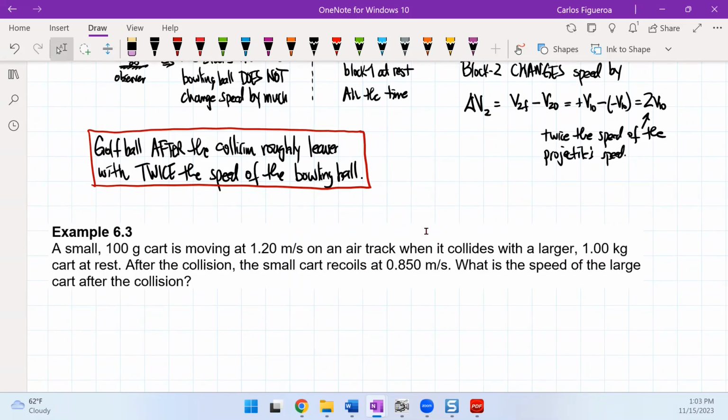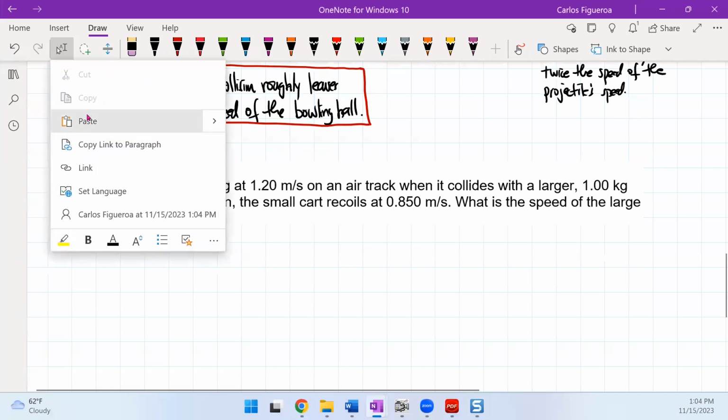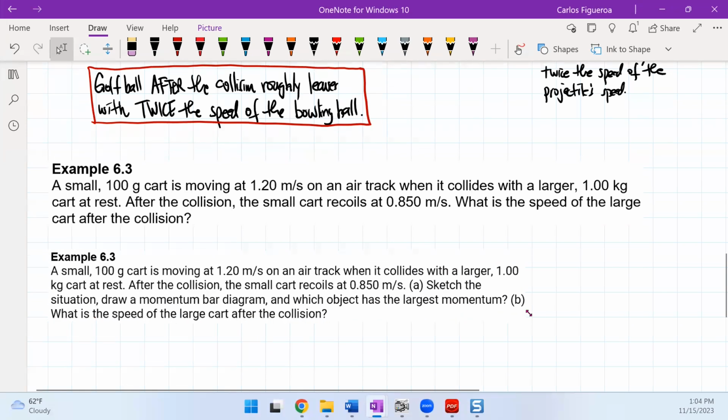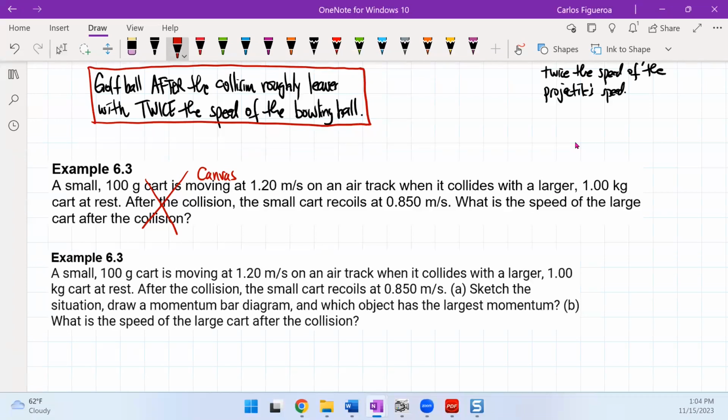So this is example 6.3. This is what you see on Canvas, but this is the one I want to ask, which is this guy. This guy has been modified from the one on Canvas. Okay, so I'm going to say that this is the one that's on Canvas. It's the same question, but this one has more of the situation that I would ask you on a quiz or an exam. So let's go look at that.